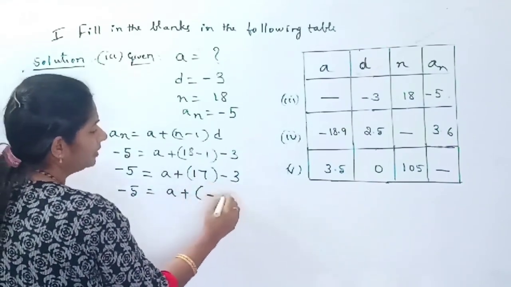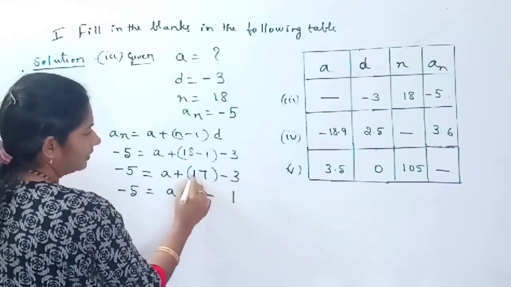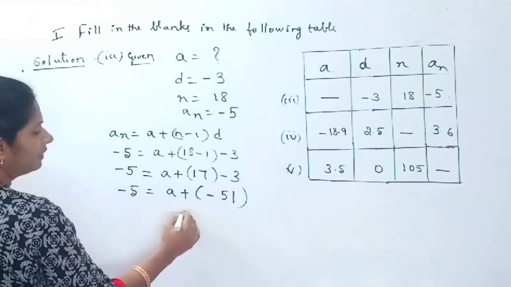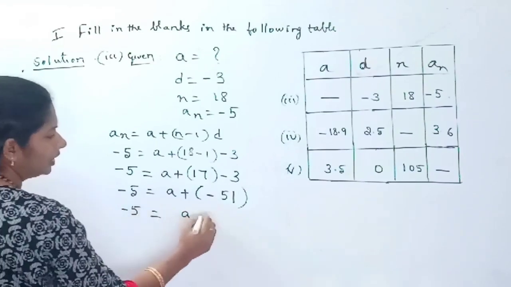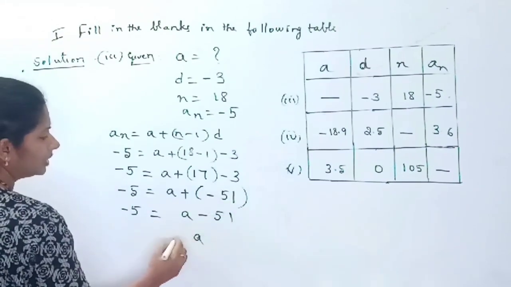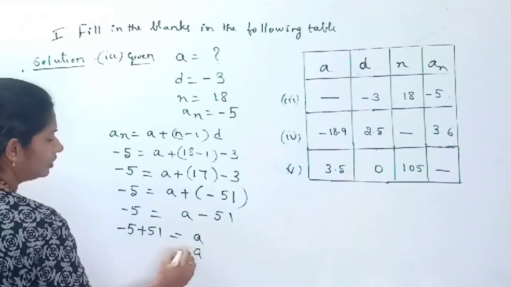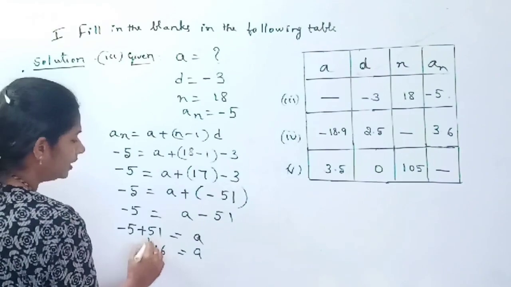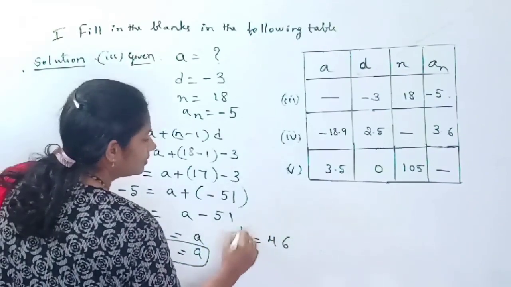It is minus 3 7s are 21, 2 in hand, 3 1s are 3, 3 plus 2 is 5, minus 51. So A value you have to find out, children. So that is minus 5 equal to A plus of minus 51. So A value you keep there only, minus 5 plus 51. So A value is minus 5 plus 51, it is plus 46. Therefore A value is how much, children? It is 46.